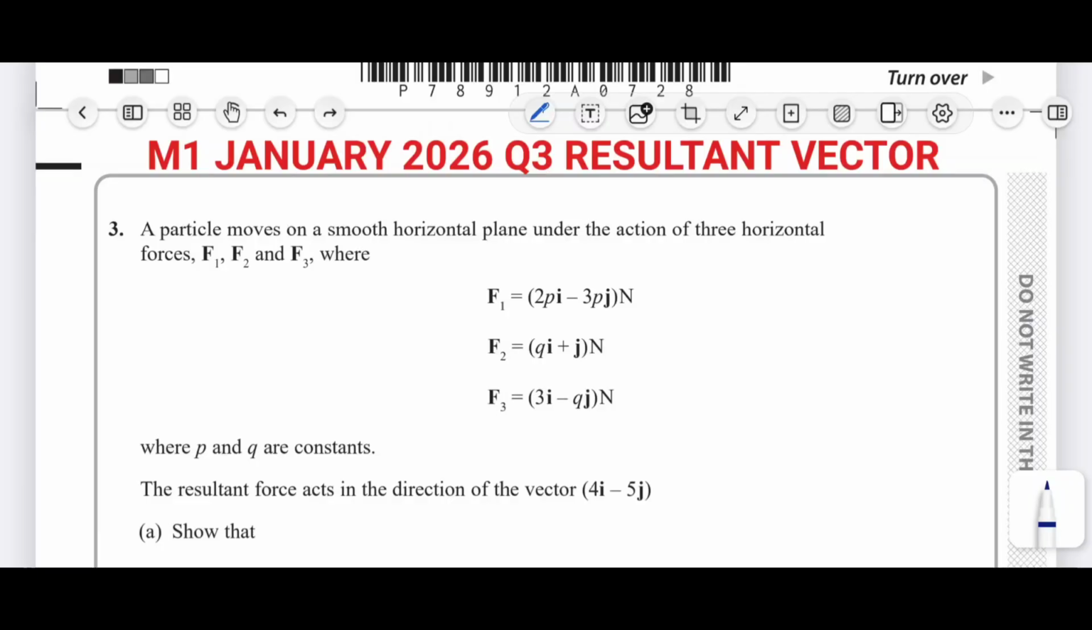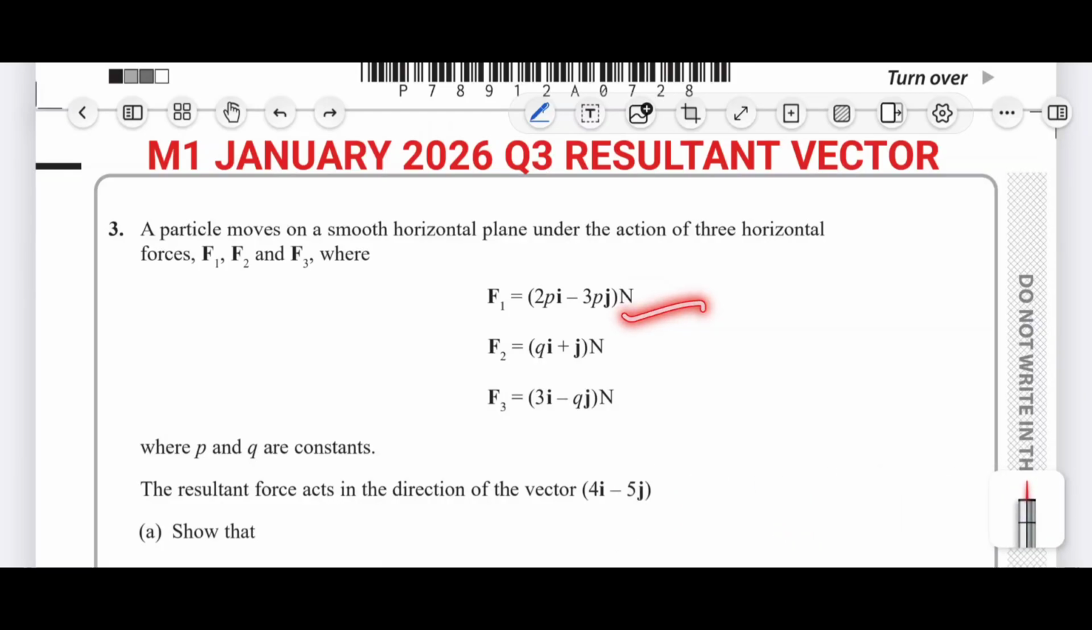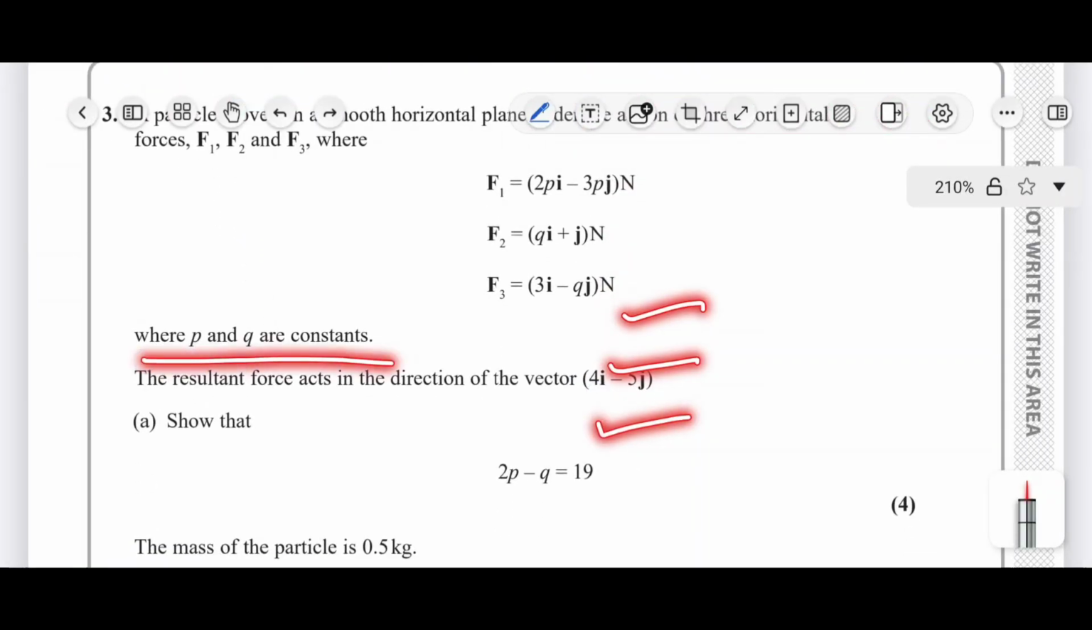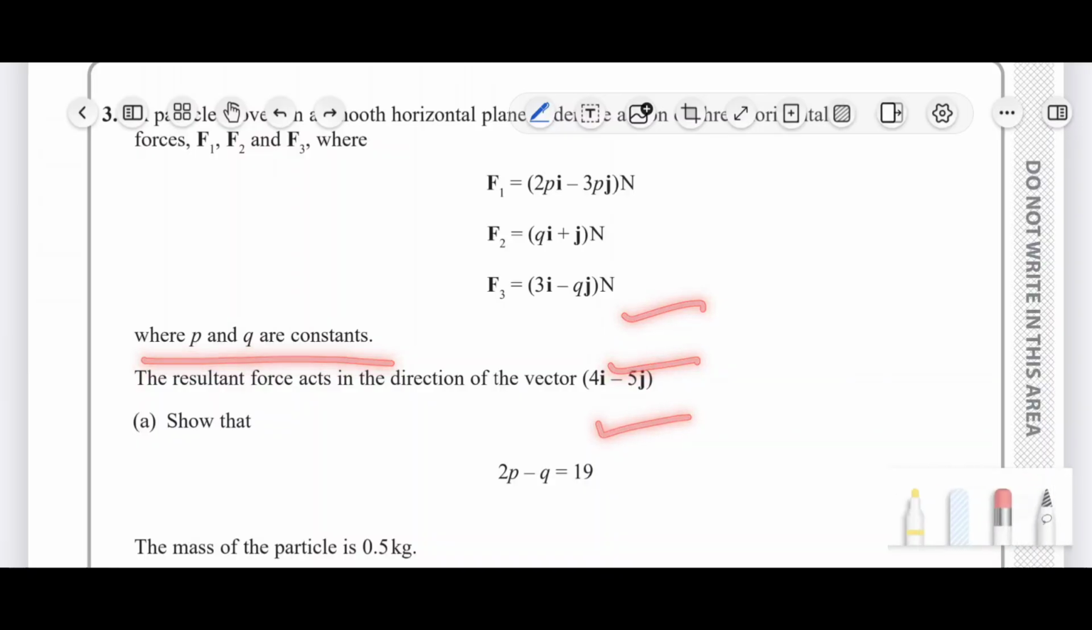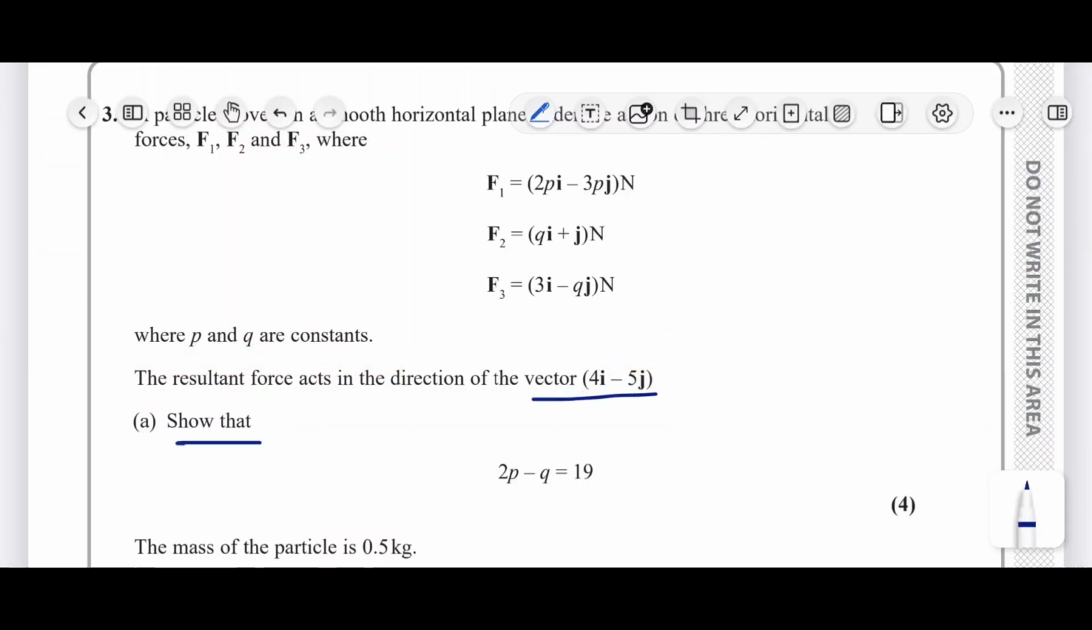First of all, they told us in the question, a particle P moves on a smooth horizontal plane under the action of three horizontal forces F1, F2 and F3, where F1 is given as 2p i minus 3p j, F2 is given as q i plus j, F3 is given as 3i minus q j Newtons, where p and q are constants. The resultant force acts in the direction of vector 4i minus 5j. Show that 2p minus q equals 19.